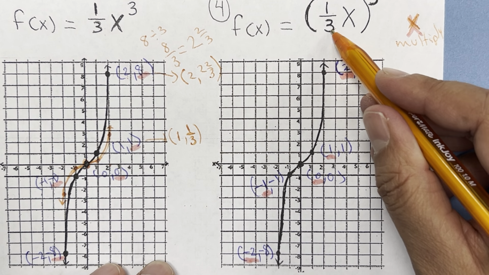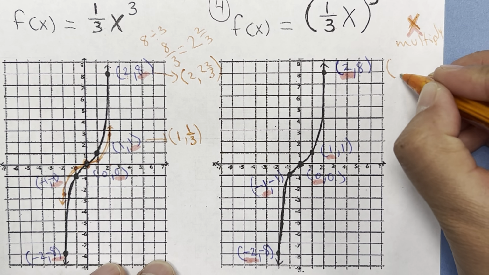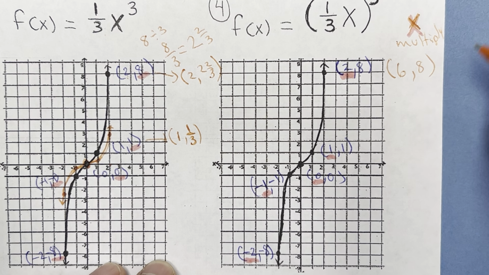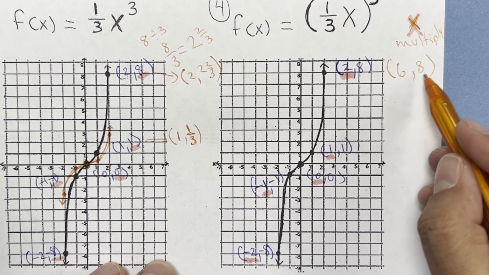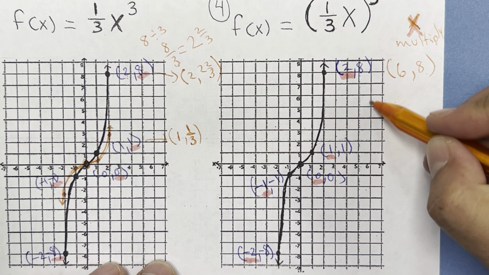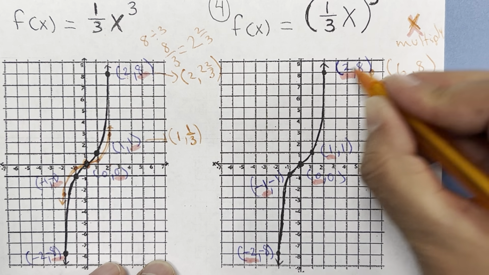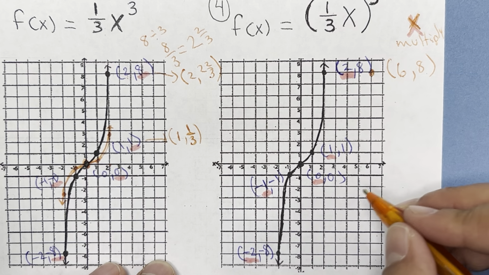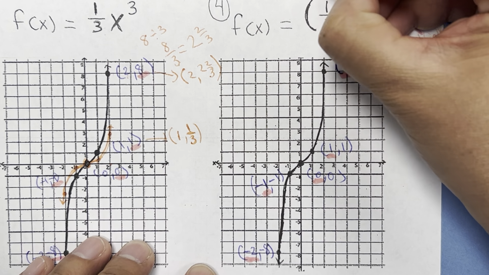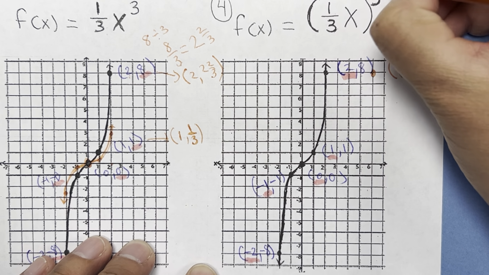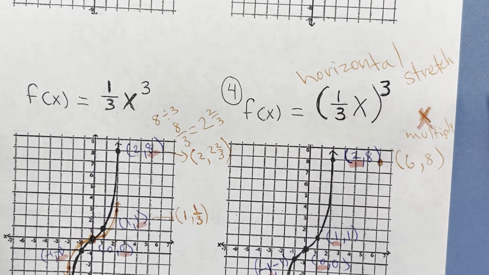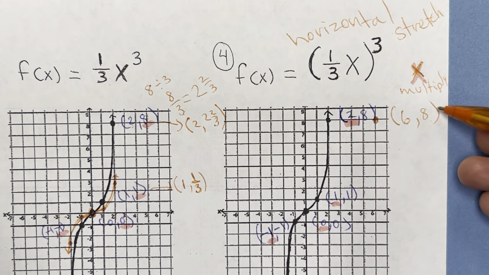2 times 3 is 6. So the x is not a 2 anymore, it's a 6. And the 8 stays the same. So we're going to graph 6, 8. This point becomes 6, 8, right there. Okay, this point went all the way over here. So this is called a horizontal stretch. Oops, horizontal stretch. Okay, it went this way.